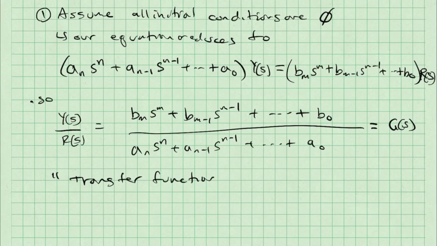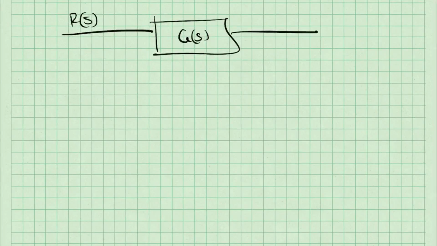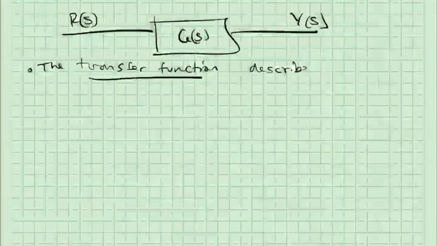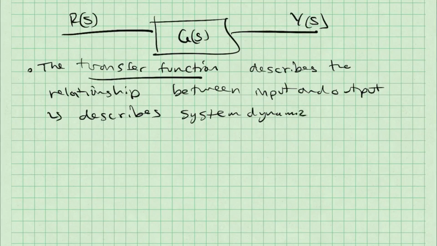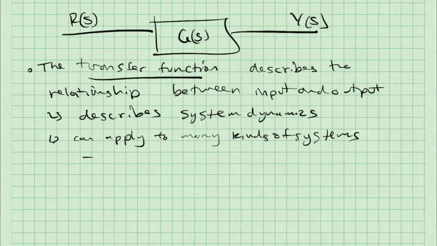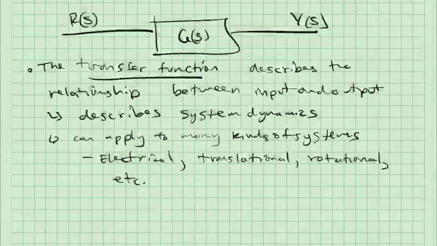If I draw this in block diagram form, R of s is my input, G of s represents the dynamics of my system, and Y of s represents the output. This transfer function, G of s, describes the relationship between the input and the output, which describes my system dynamics, and it can apply to many kinds of systems such as electrical, translational, rotational, and so on. To put this into practice, let's do an example.